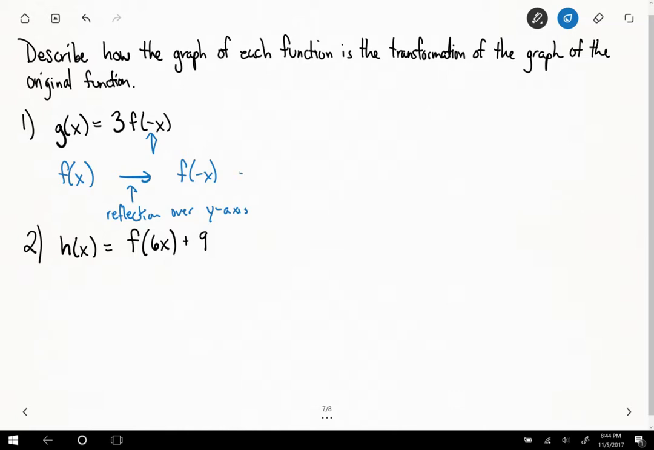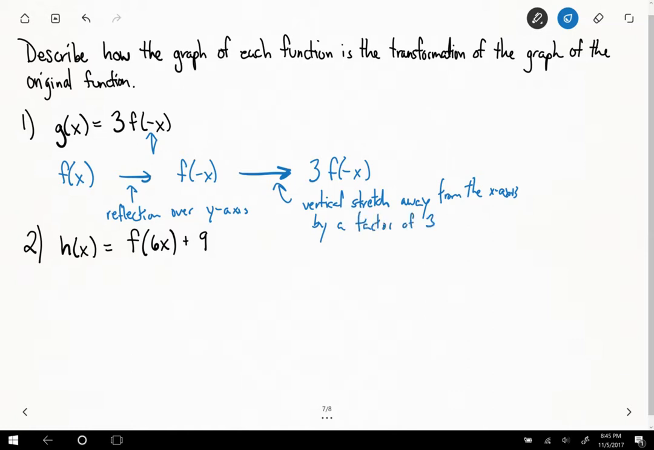Now, moving from here, where do we go? Well, we go 3 times f of negative x. Well, what does that do? Notice that this step, what we were doing right here, is basically just a vertical stretch. If you don't believe me, you can go back in your notes. So this is a vertical stretch away from the x-axis by a factor of 3. And that's how we finished with our original function.